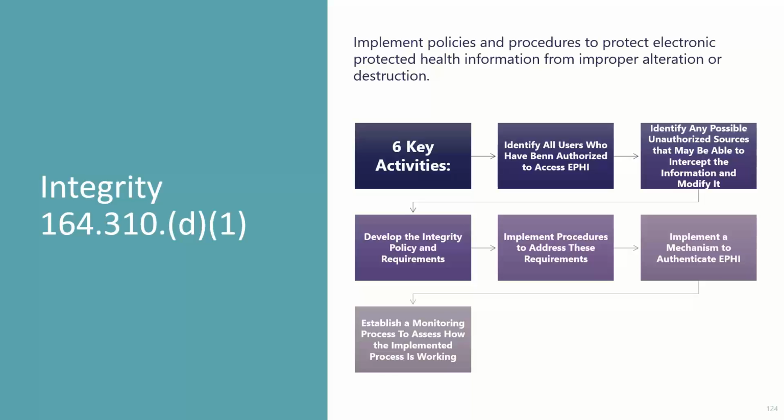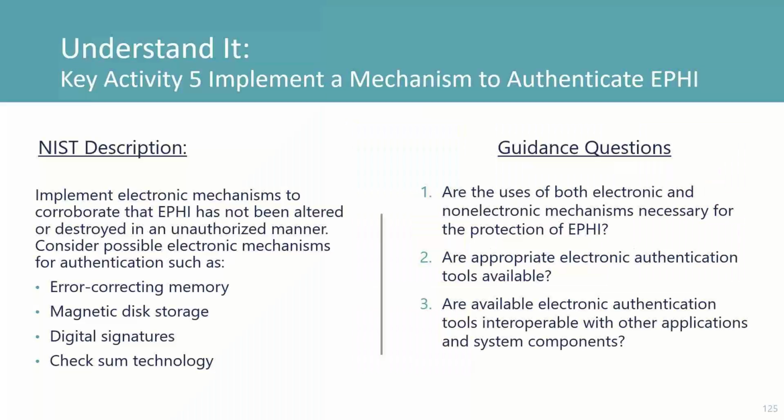Now, with integrity, it's the same thing. We always want to make sure that the information hasn't been altered or destroyed. So we want to identify all users who have been authorized to access the EPHI. We want to identify any possible unauthorized sources that may be able to intercept the information and to modify it. We also want to develop the integrity policy requirements. We want to implement procedures to address these requirements and implement a mechanism to authenticate the EPHI. So, if the system has ever changed, we always want to know what happened before, see who changed it, and whether or not it was an authorized change.